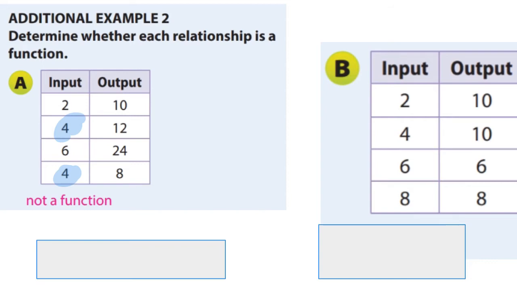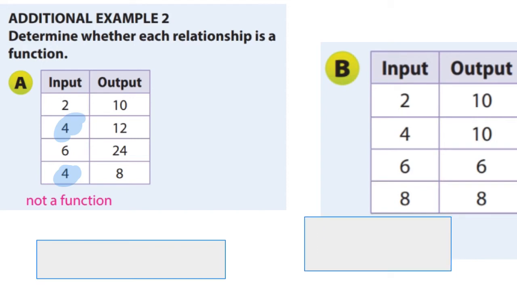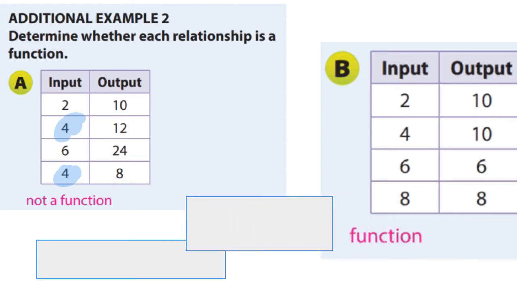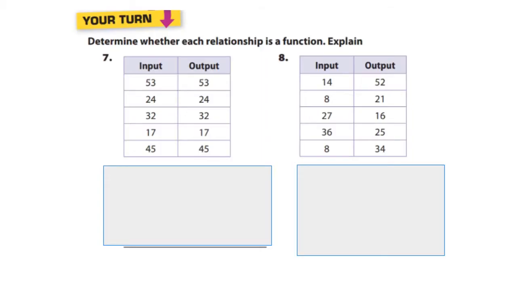Problem B. Look at the input only. Is anything being used more than once? Nope, nothing repeats, so this would be a function. Okay, so pause the recording for a couple minutes. Try the your turn problems, and then come on back.